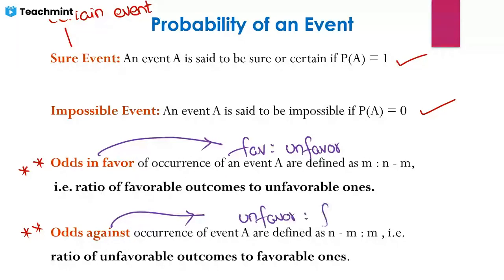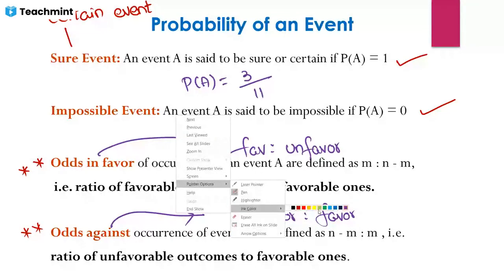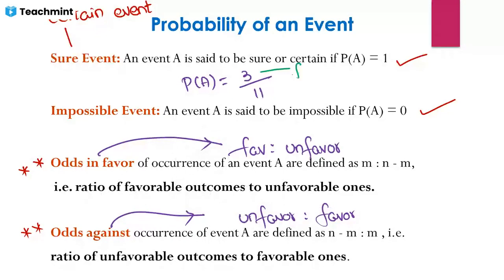For example, probability of A is 3 out of 11. Let's say 3 out of 11 is the probability of a certain event. Here 3 is favorable, 11 is total. Right. So then what is odds in favor? Odds in favor is 3 to 8, whereas odds against is 8 to 3. It's not out of total. I hope you got the point now.